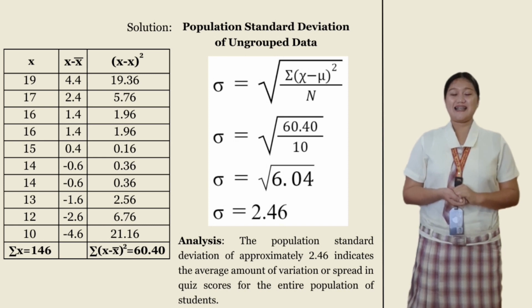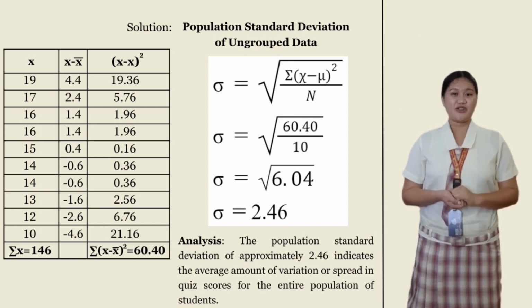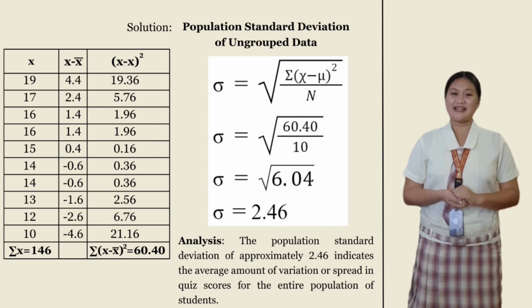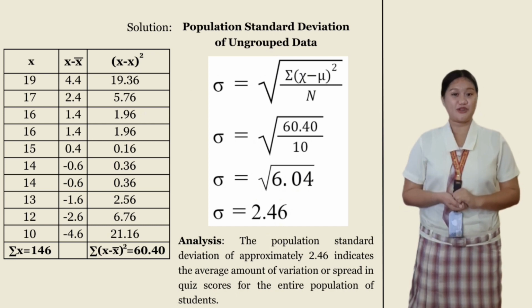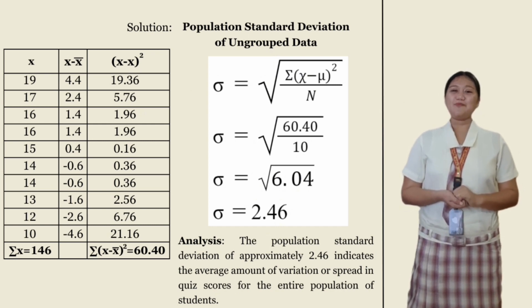The analysis is: the population standard deviation of approximately 2.46 indicates the average amount of variation or spread in quiz scores for the entire population of students. It provides a measure of how individual quiz scores deviate from the population mean.